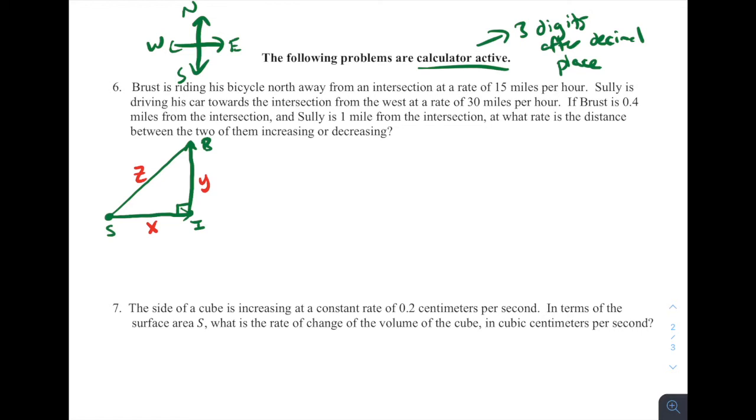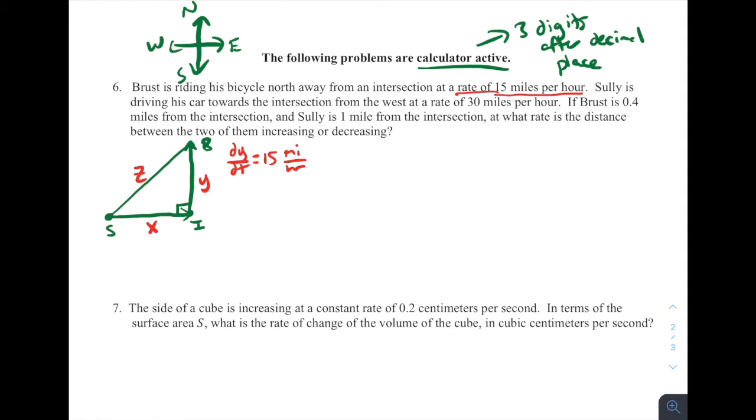Let's talk about what they gave us. Brust is riding his bicycle north away from an intersection at a rate of 15 miles per hour. So this is Brust. He's moving away from that intersection, which means that that Y value is increasing. So dy/dt is going to be equal to positive 15 miles per hour.